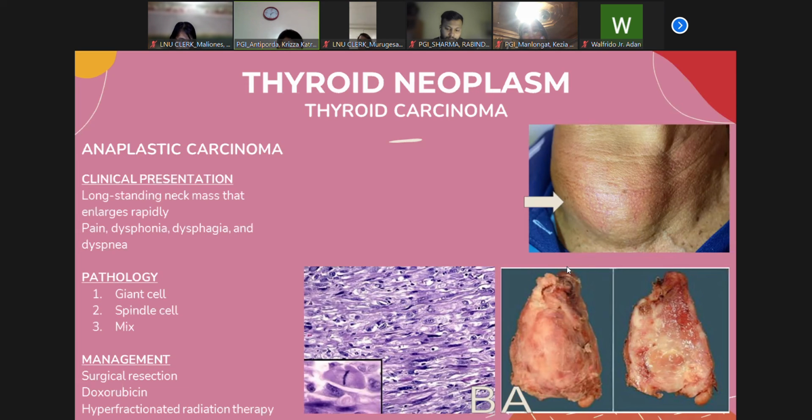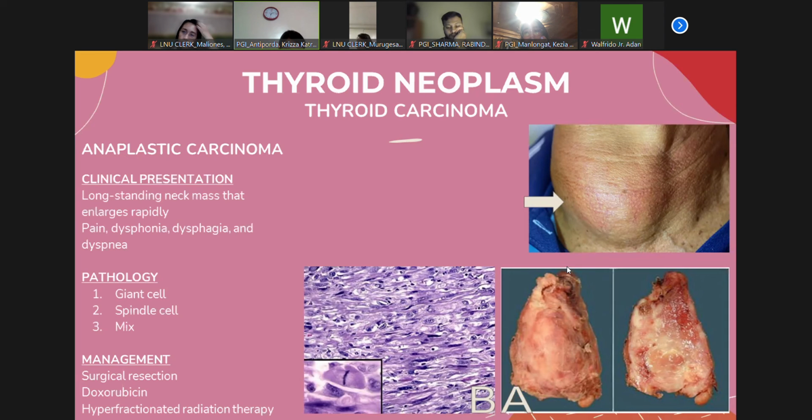compression. On gross examination in pathology, it shows a firm mass that infiltrates the surrounding structures. There is no discernible thyroid shape. And then for the microscopic, letter D, anaplastic carcinoma demonstrates variable morphology, such as large pleomorphic giant cells.